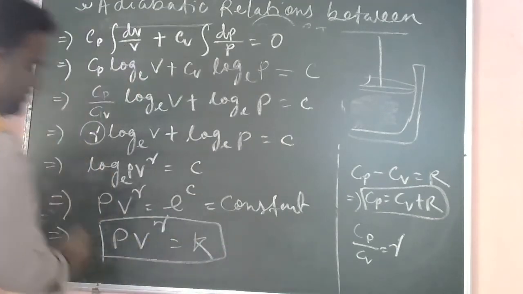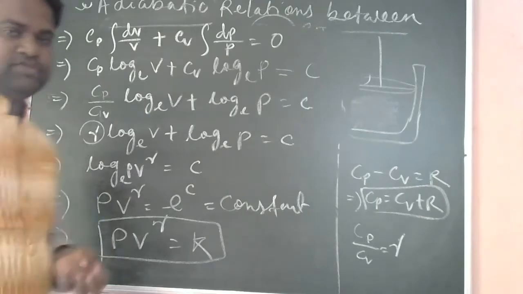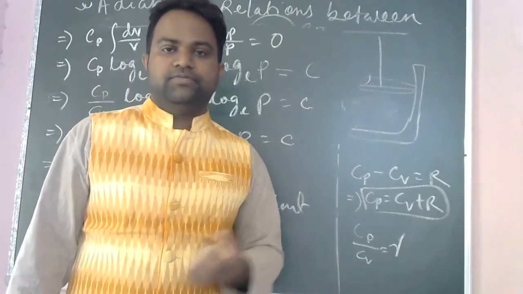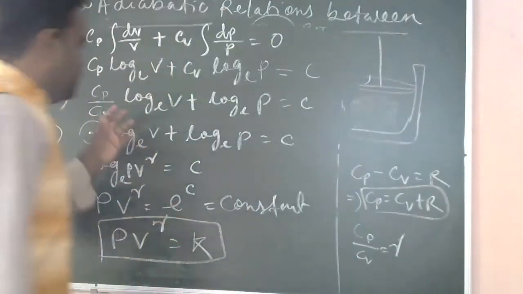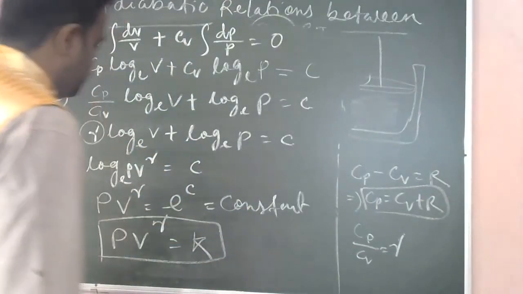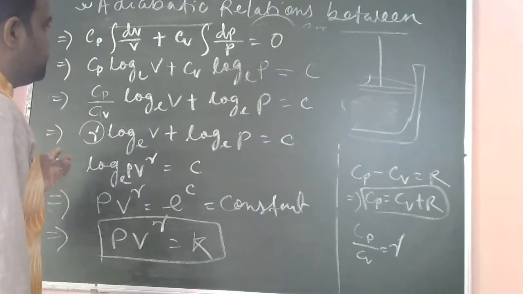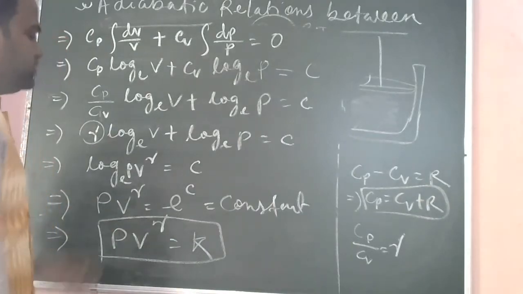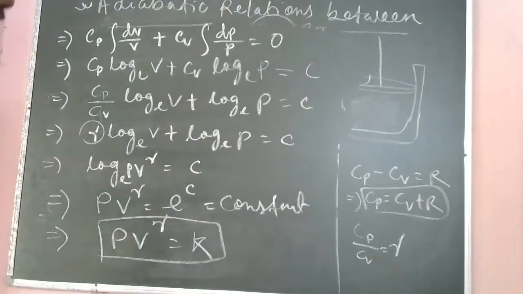This is what we are supposed to derive for the first relationship between pressure and volume in the case of an adiabatic system. Okay, so now the second relationship we will derive.